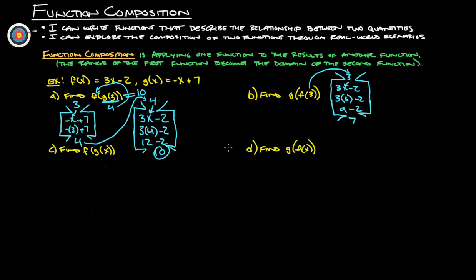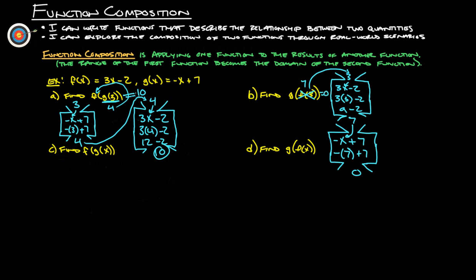Now straight out of that one goes into the g machine, right? Because f of 3 we now know is 7, so now we're going to do g of 7. The g machine in this case is negative x plus 7. So 7 goes in for the x here, so we get negative 7 plus 7, and negative 7 and positive 7 gives us 0. So g of f of 3 equals 0.